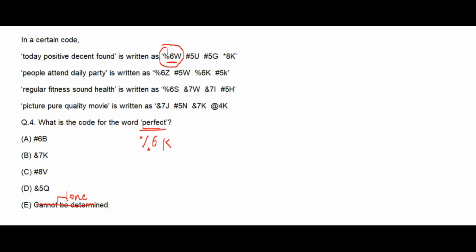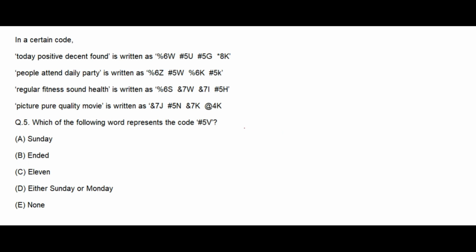Now come to the fifth question. Which of the words represents the code #5V? So V is there. What is the reverse alphabet of V? Tell me guys, what is the reverse alphabet of V? E. So whatever the word is, it will start with E. Now how many alphabets are there? 5 alphabets. So check the options: which word is starting with E and having 5 alphabets.